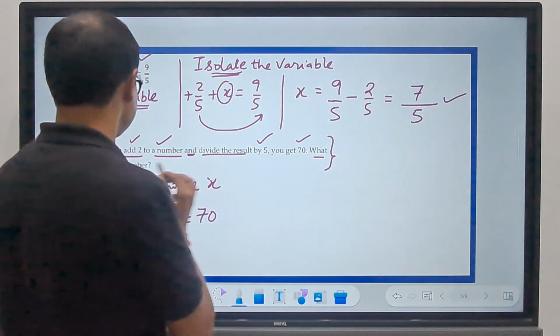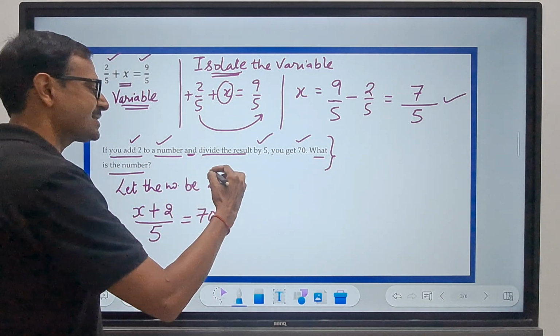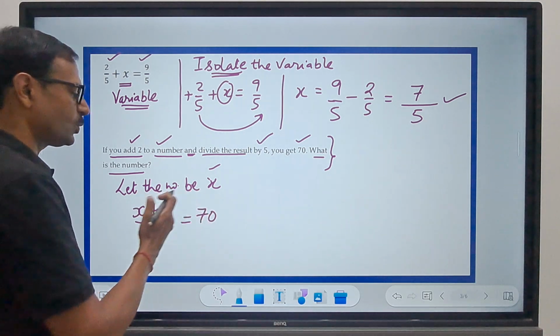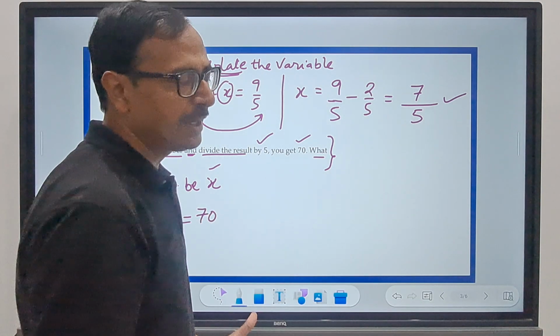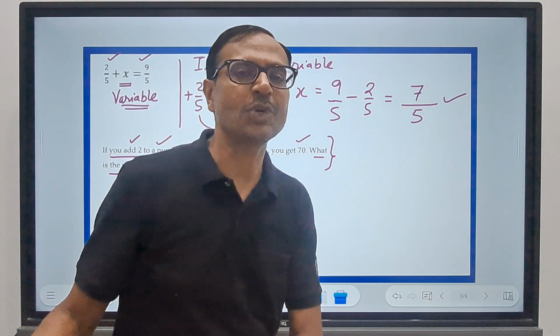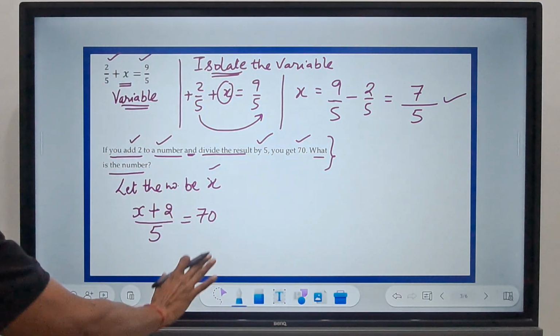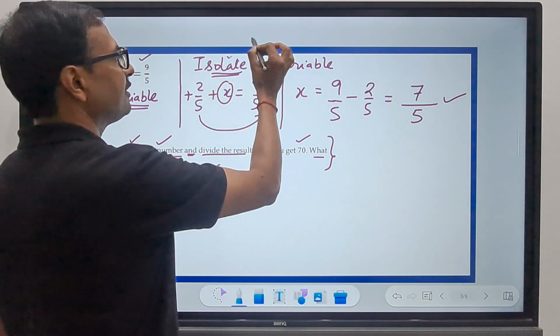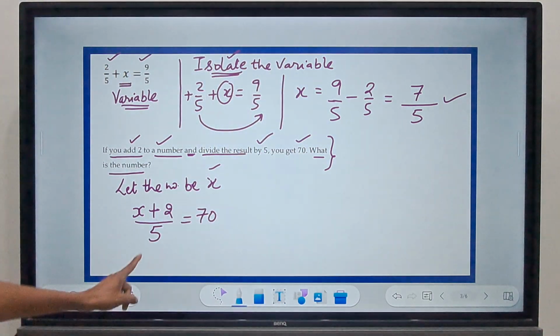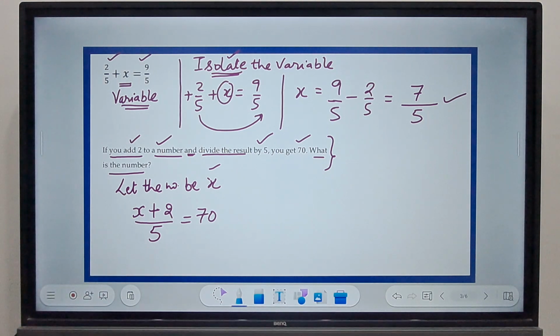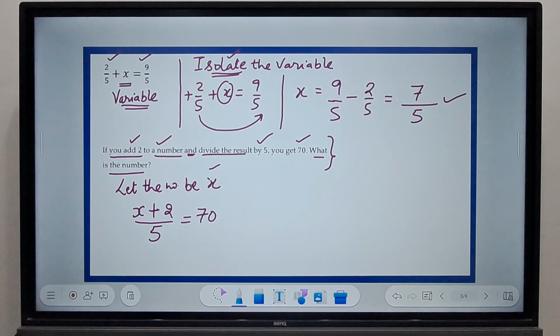So what is the number? The number is x, and if you are able to solve this question and get the value of x, you will have the question solved. So how do you isolate the variable? I told you isolating the variable is really important. So how do you isolate x here? You can only isolate x if you push everything else to the right hand side.